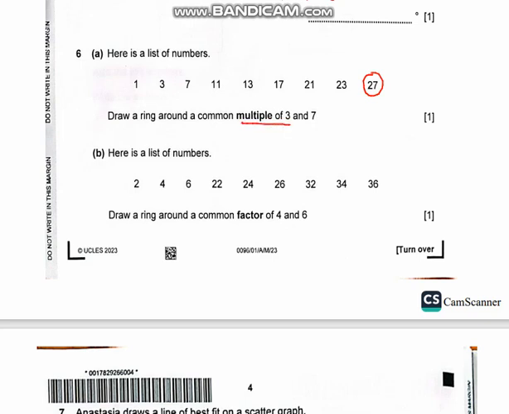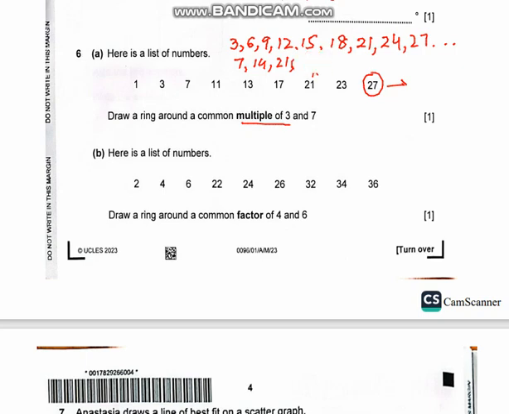So let's write the multiples of 3 starting from the first: 3, 6, 9, 3 times 4 is 12, 15, 3 times 6 is 18, 3 times 7 is 21, then 24, then 27, and that's it. After that there is no number further, so I will just stop over here. Now which one is also a multiple of 7? So 7, you know that 7 times 2 is 14, 3 times is 21, and 4 times is 28, which is obviously bigger than 27, so I will not write it.